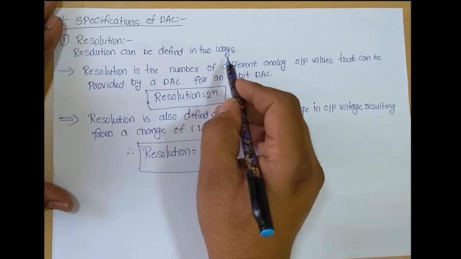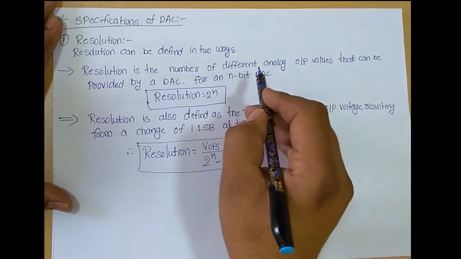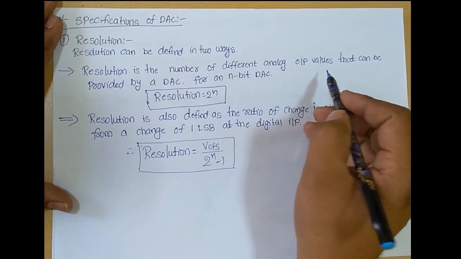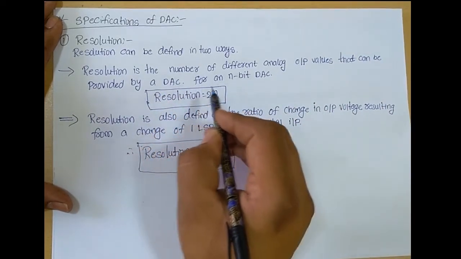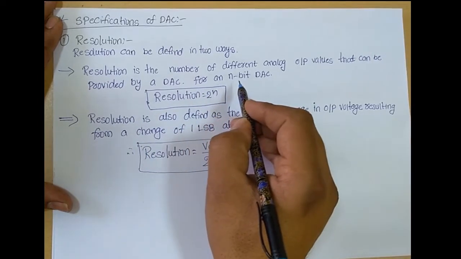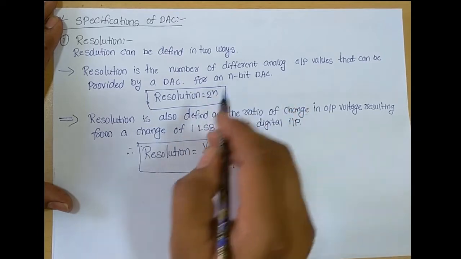In this, the first way is: resolution is the number of different analog output values that can be provided by a digital to analog converter. For an n-bit digital to analog converter, the resolution is 2 power n.